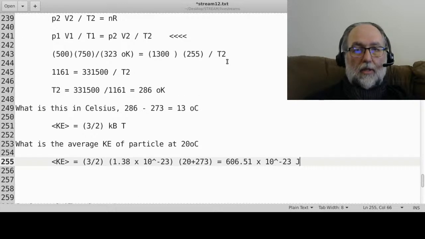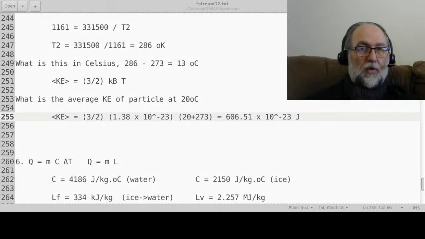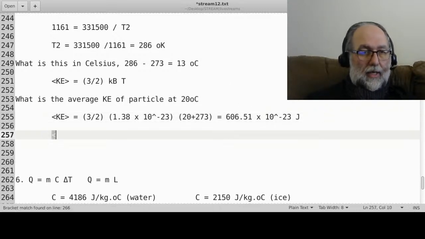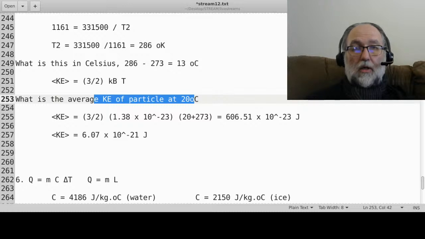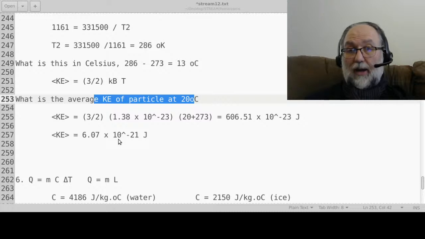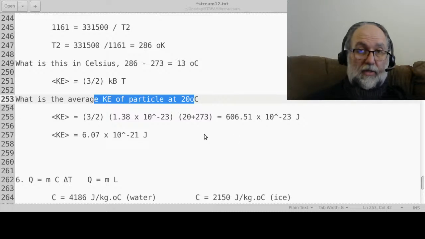Oh, okay, let me see. Can you see that? Yes, you can. And so then the kinetic energy here would be equal to, if I just move the decimal over 2, 6.07 times 10 to the negative 21 joules. So the average kinetic energy of particles, and it doesn't matter what particles they are, whether they're in a gas or whatever, is going to be like 6 times 10 to the minus 21 joules at 20 degrees Celsius.